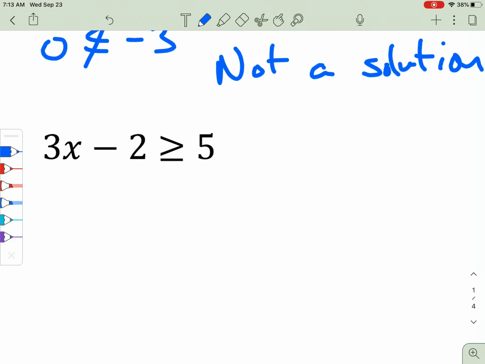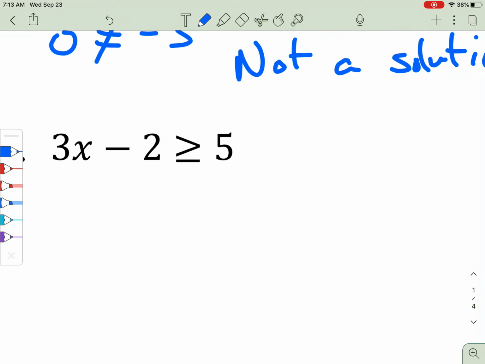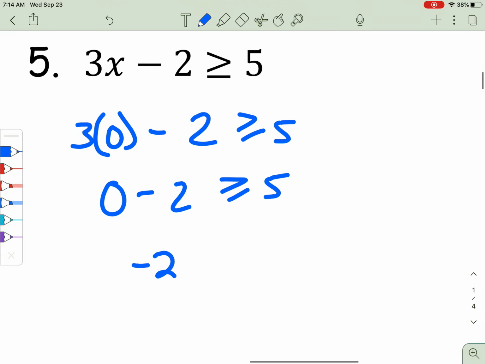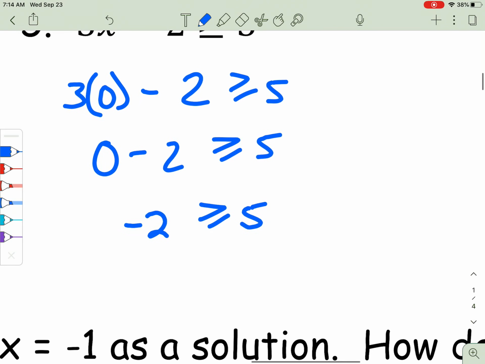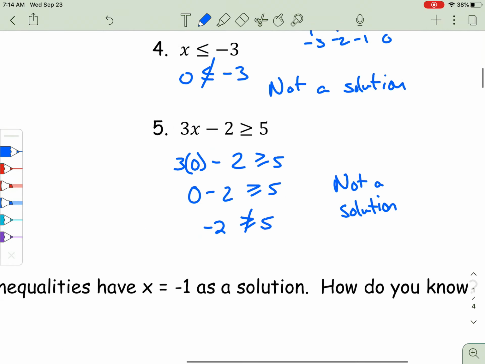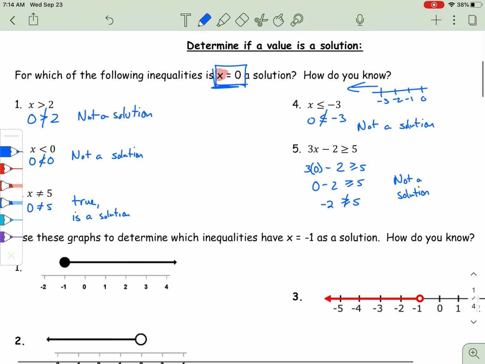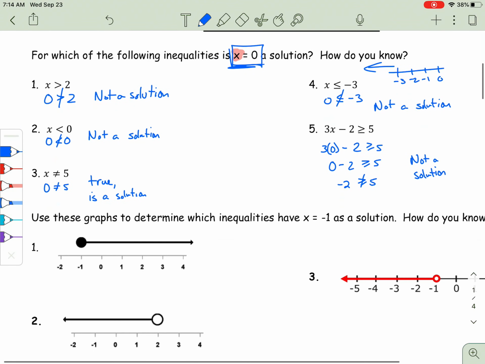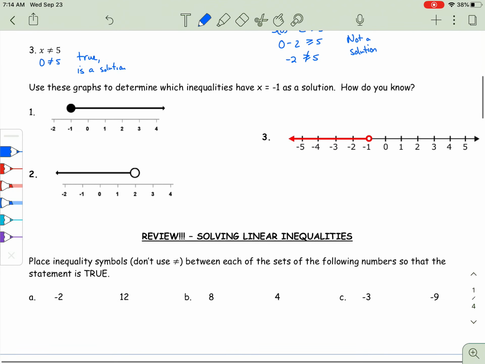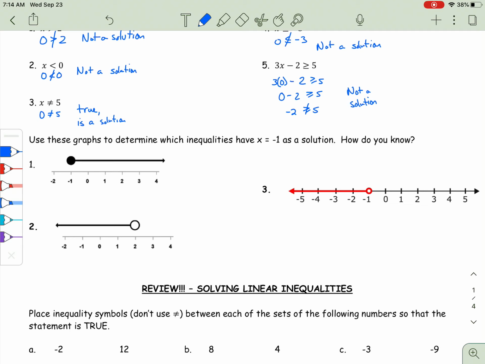Okay, now we have an inequality that looks kind of like an equation, so we're going to plug in 0, and then we're going to solve it. 3 times 0 is 0. 0 minus 2 is greater than or equal to 5, so -2 is greater than or equal to 5. Also not true, right? So it's not a solution. Okay, so just plug it in when it says whether it's a solution or not. It just needs to make a true statement. That's all.